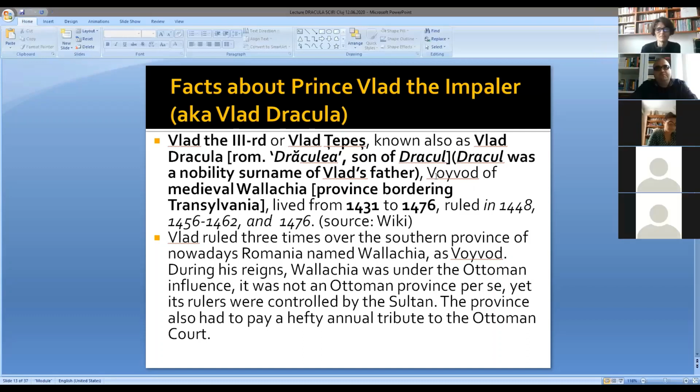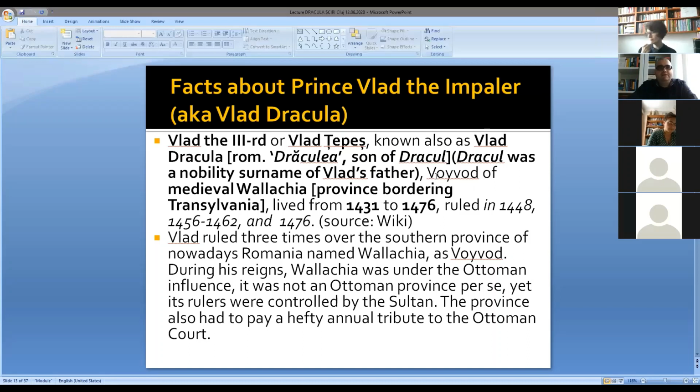He lived from 1431 to 1476, a very short life, and ruled in 1448, 1456 to 1462, and 1476, so the reign of Vlad Țepeș was not long. Vlad ruled three times over the southern province of nowadays Romania, named Wallachia, as voivode, as lord.